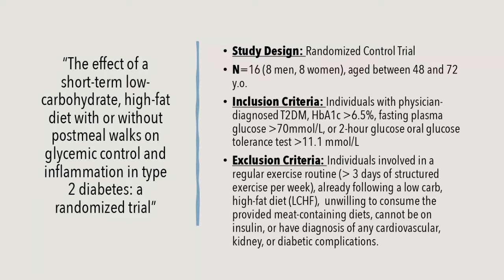And for exclusion criteria, individuals couldn't already be in a regular exercise routine, which basically meant greater than 3 days of structured exercise per week. They couldn't have already been following a low-carb, high-fat diet, and they couldn't be unwilling to consume the provided meat-containing diets that were going to be given to them during the study. They also couldn't be on insulin or already have a diagnosis of any cardiovascular, kidney, or diabetic complications.